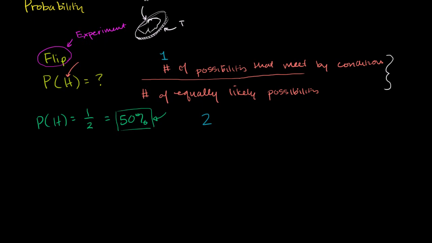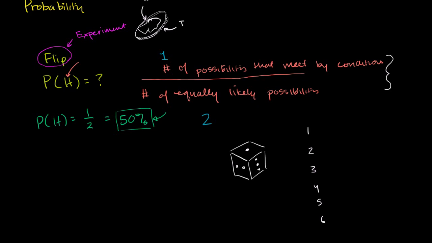Now let's do another very typical example when you first learn probability. And this is the idea of rolling a die. So here's my die right over here. And of course, you have the different sides of the die. So that's the 1, that's the 2, that's the 3. And I'm assuming this is a fair die, and so there are 6 equally likely possibilities. When you roll this, you could get a 1, a 2, a 3, a 4, a 5, or a 6. And they are all equally likely.